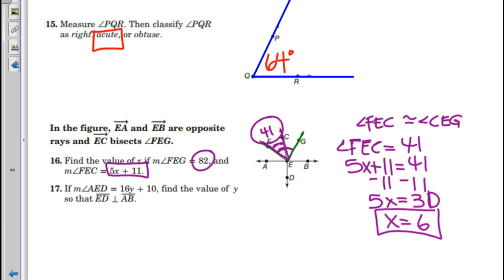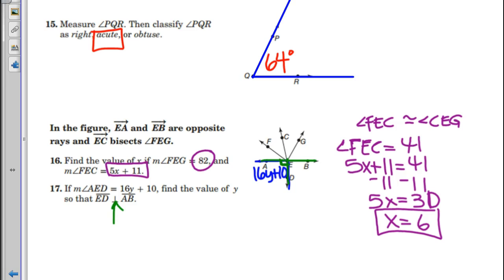All right, number 17. Let me get my writing out of the way so we can focus over here. All right, AED is 16y plus 10. Okay, find the value of y so that segment ED and AB are perpendicular. That's what that means, perpendicular. So perpendicular segments meet at 90-degree angles.